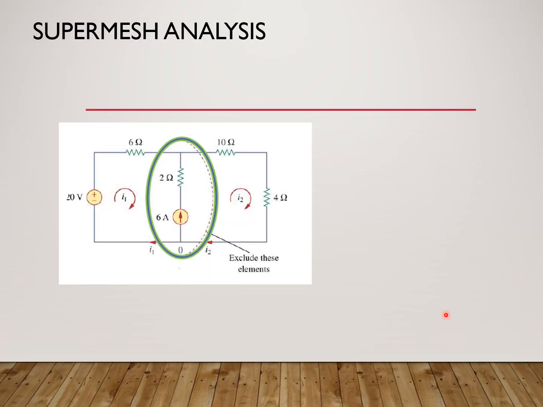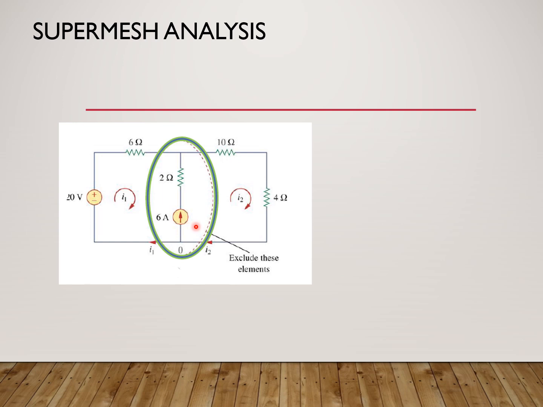Okay, so here we have a problem with the super mesh. So you can see that there are two meshes here. There is a current source which is common to these two meshes, and so this is a super mesh problem. Normally we have voltage sources when we write mesh analysis, but here we have a current source. So that is the difference.